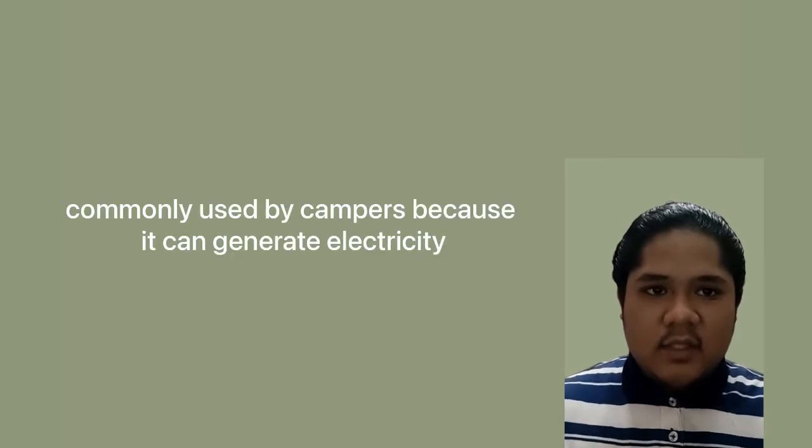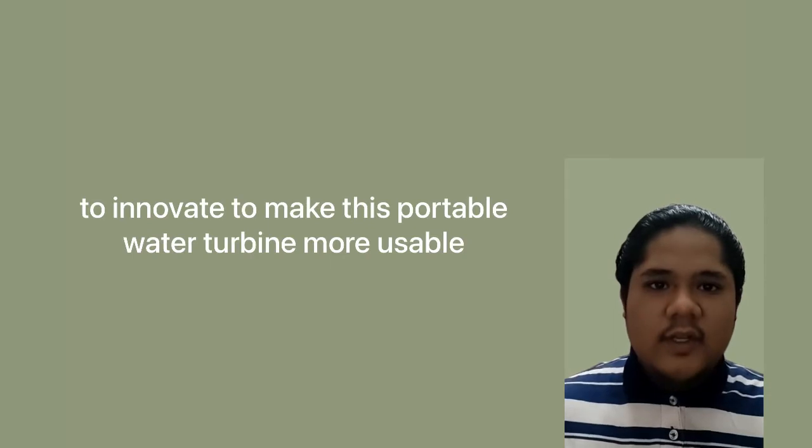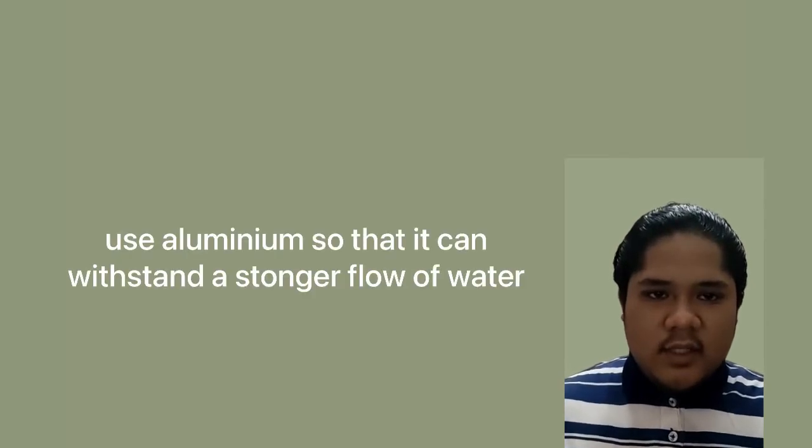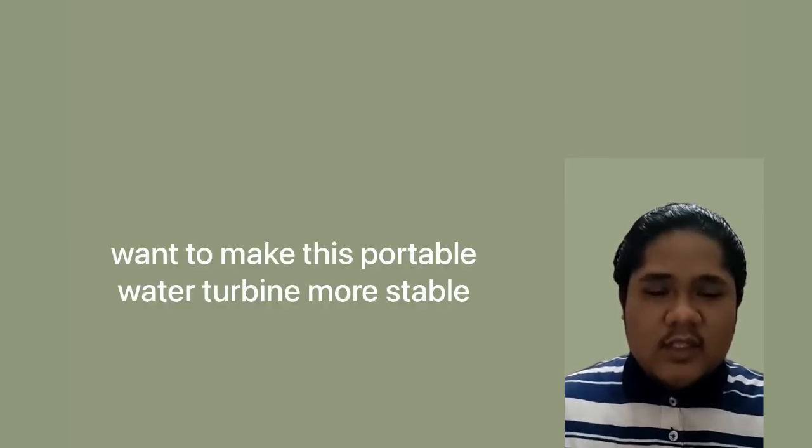This device is commonly used by campers because it can generate electricity in areas such as forests and hills that are far from the radar of the area where electricity is channeled. So, our project aims to innovate the materials used for the production of this portable water turbine device. We use aluminium metal because it is able to withstand strong water currents from the river. In addition, we also plan to produce this device in a more stable form.